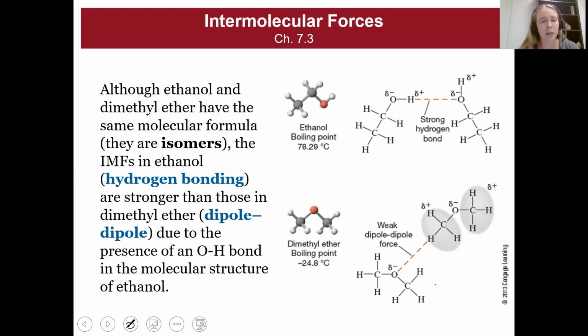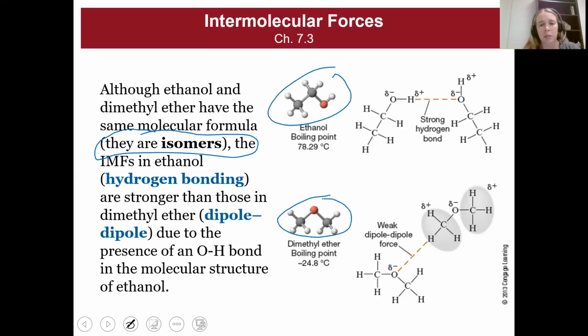Just to follow up here, ethanol and dimethyl ether have the same molecular formula, which means they are called isomers. We talked about structural isomers a little bit in 7.3, or 7.2, sorry, when we were talking about trans and cis isomers. So these are also isomers. They've got the same molecular formula, 2 carbons, 6 hydrogens, and an oxygen, but they have very different boiling points. Dimethyl ether has a super low boiling point. Ethanol has a high boiling point.